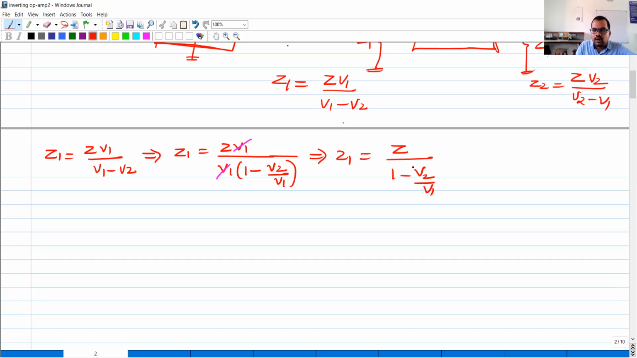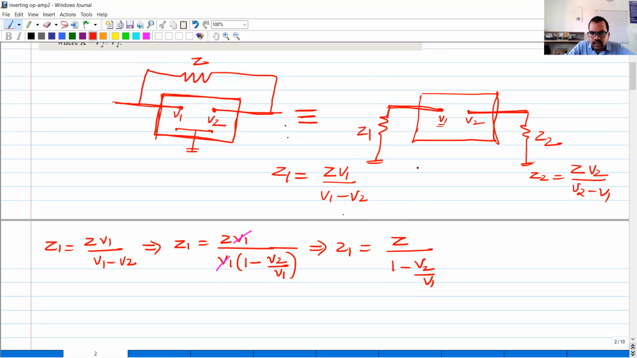If you observe V2 by V1, this is my input voltage and this is the output voltage. Output voltage by input voltage is always the gain, right? So Z1 is equal to Z by 1 minus K, where K is equal to V2 by V1.